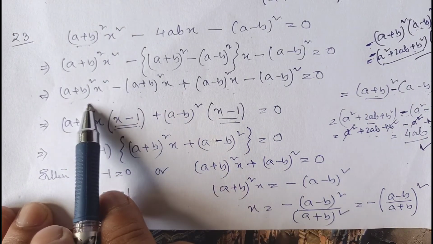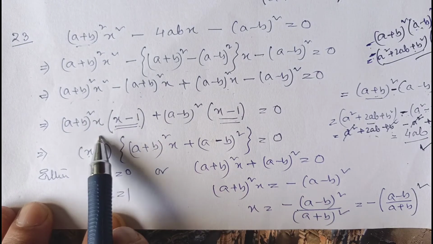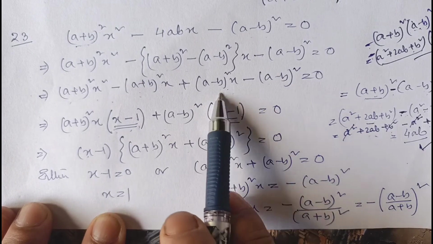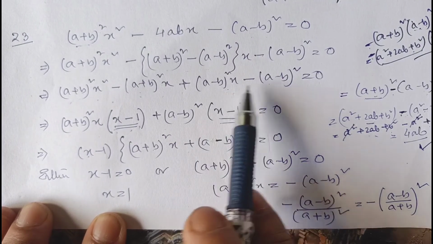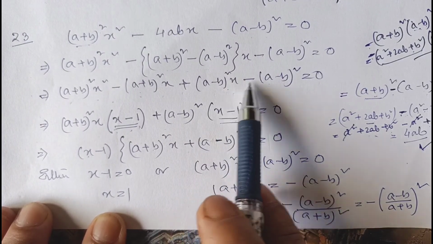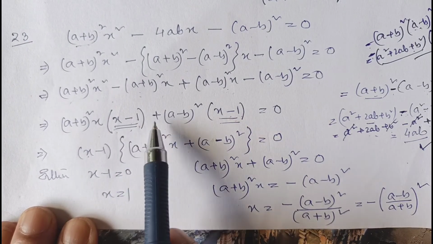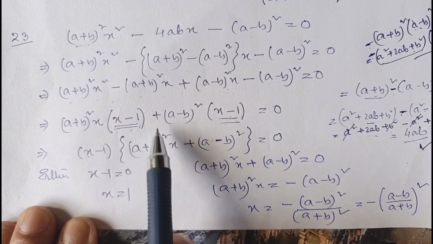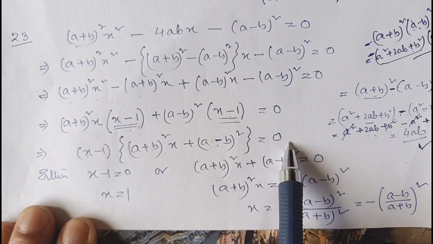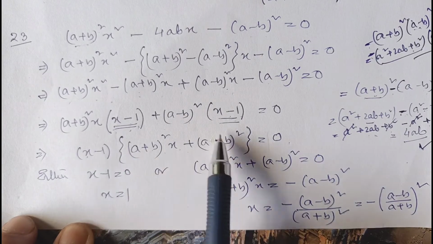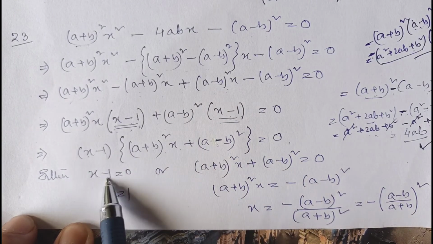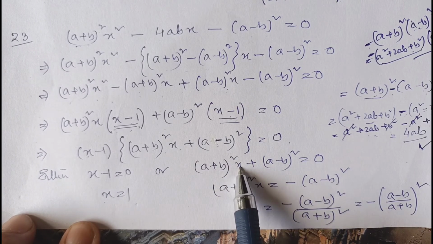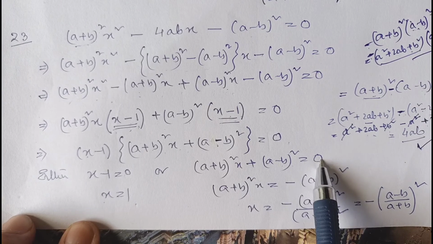Now from the first two I can take a plus b whole square x common. Then we are left with x minus 1 from this part. From the last two if I take a minus b whole square common, then we are left with x minus 1. Again x minus 1 is common, so it will be x minus 1, then we are left with a plus b whole square x plus a minus b whole square equals 0. So we got the product of this into this. So either x minus 1 equals 0, which will give x equal to 1, or a plus b whole square x plus a minus b whole square equals 0.